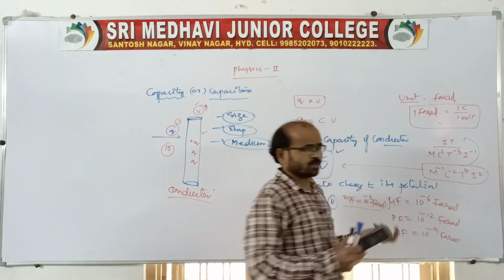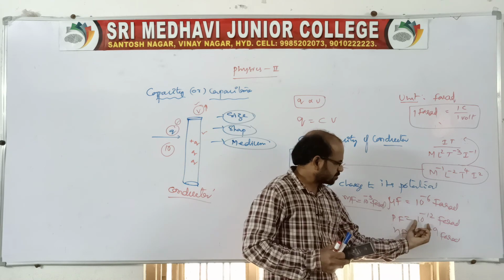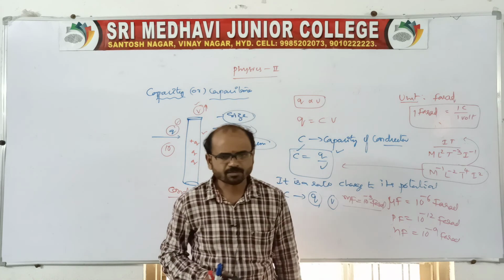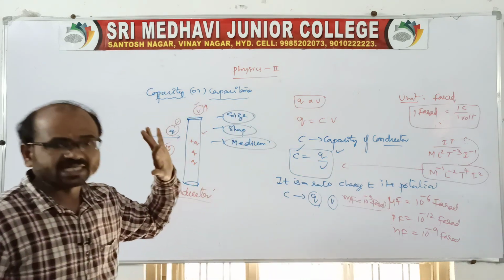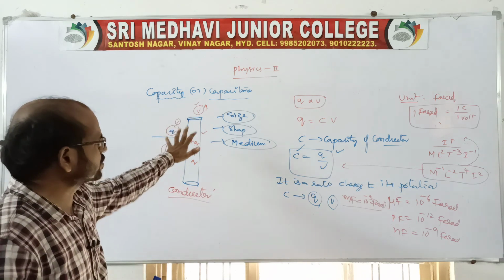And in general, in problems we get microfarad 10 power minus 6, picofarad 10 power minus 12, nanofarad 10 power minus 9, millifarad 10 power minus 3 farad. We should remember these for the problem-solving part. This is only for an isolated conductor.